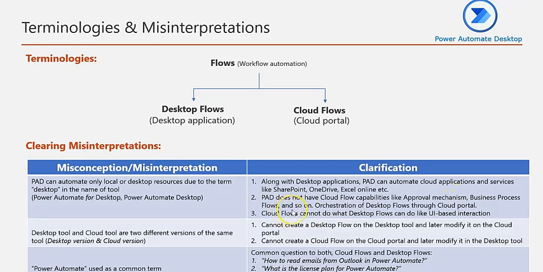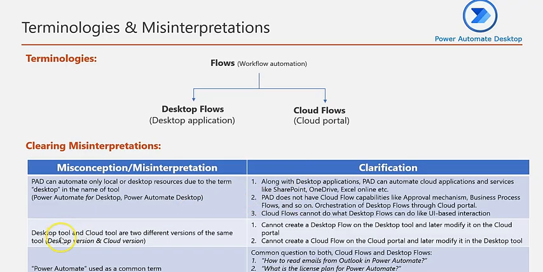Business process flows we talked about, and the orchestration of the desktop flows is done through the cloud portal. Orchestration meaning monitoring, scheduling, checking of the logs, all of that is done through the cloud portal, even for the desktop flows. Then the third clarification is cloud flows cannot do what desktop flows can do, like user UI based interaction. A cloud flow cannot do the user interface interaction like sending keystrokes and mouse clicks. Cloud flows cannot do that.